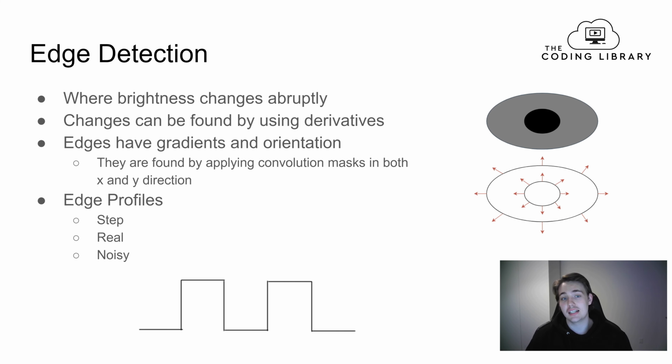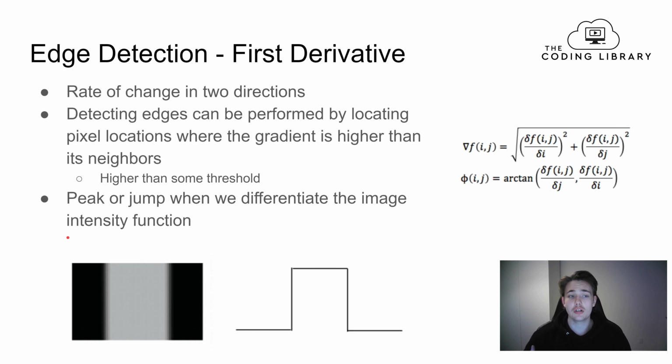And when we're taking the second derivative, it will be 0 where we have an edge. So we can use this information to implement some different kinds of methods and use that to detect edges in our image. So if we just talked about taking the first derivative of the edges here, we're looking at the image intensity function, and when we take the derivative of that, we will find peaks or jumps in the images which will correspond to edges.